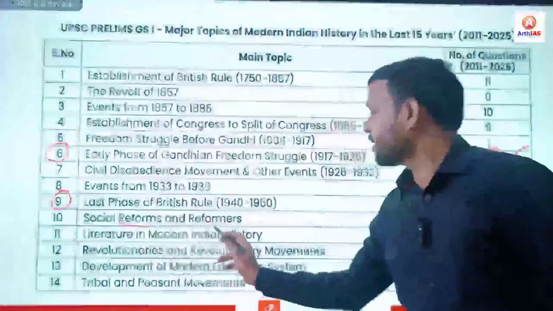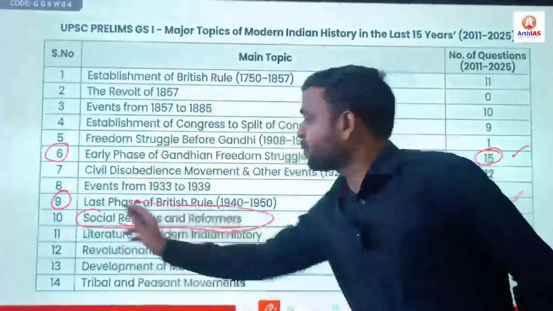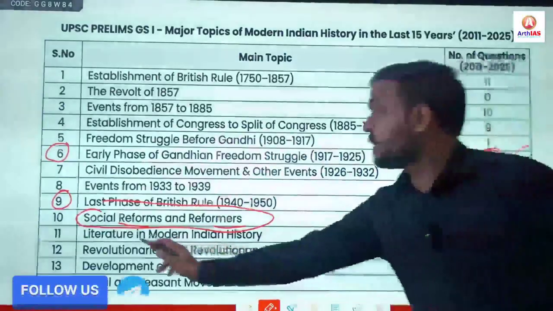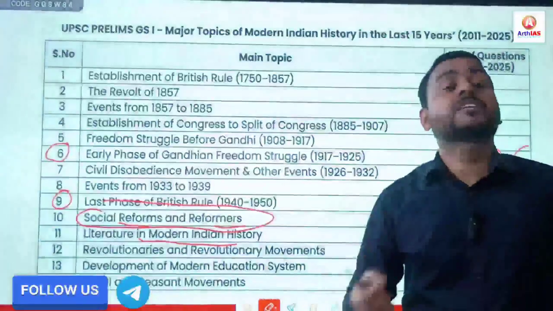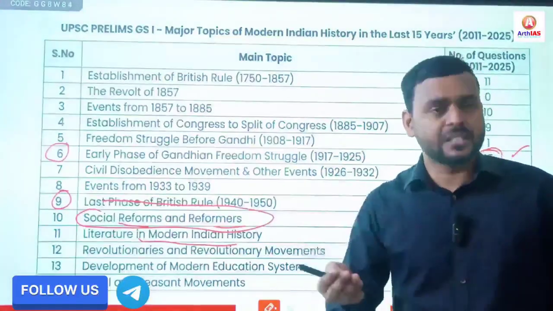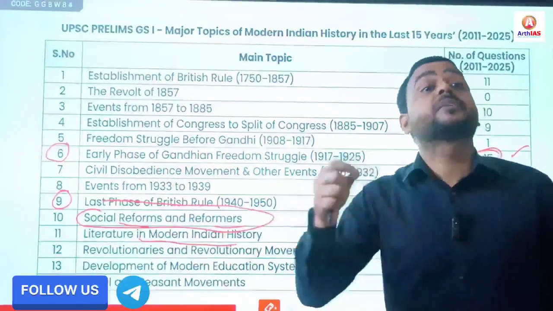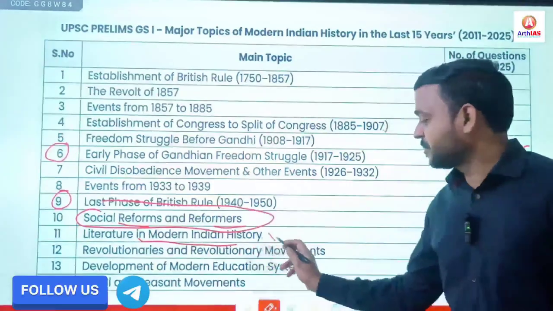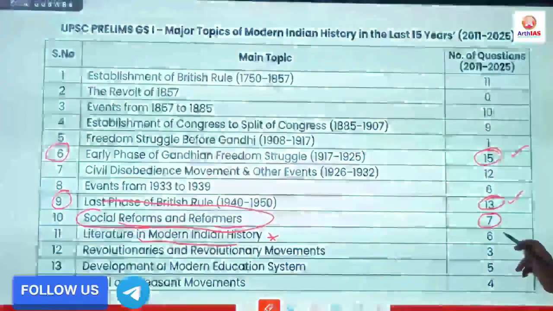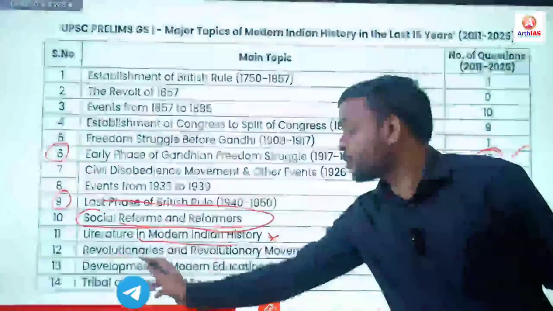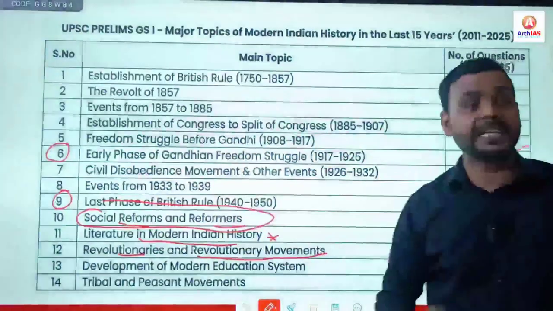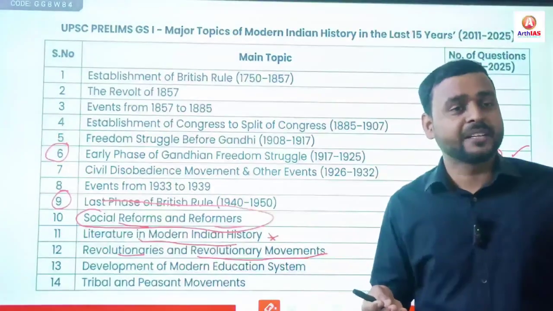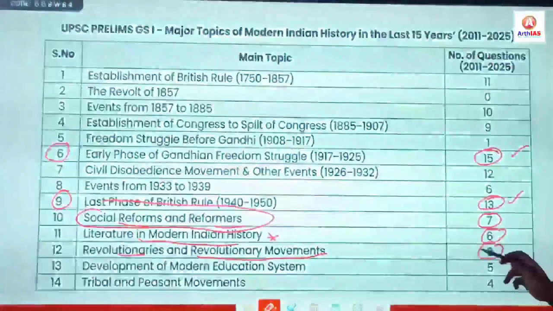Next is social reforms and reformers, again a very favorite topic of UPSC. 7 questions in the last 15 years. Literature in modern Indian history, mainly related to the press, different types of magazines and newspapers published by different leaders and thinkers. That is very important, 6 questions. Next is revolutionaries and revolutionary movements: organizations, their founders, their members, for example the Ghadar Party. Such topics are also important.